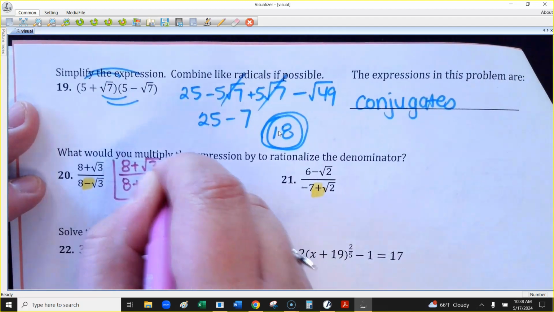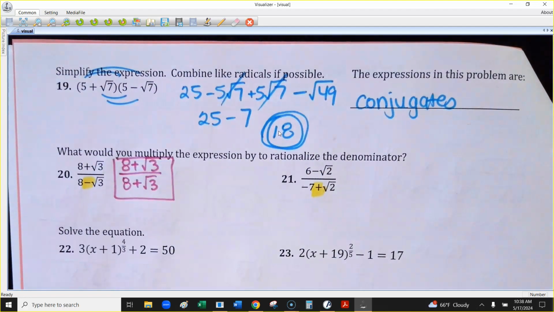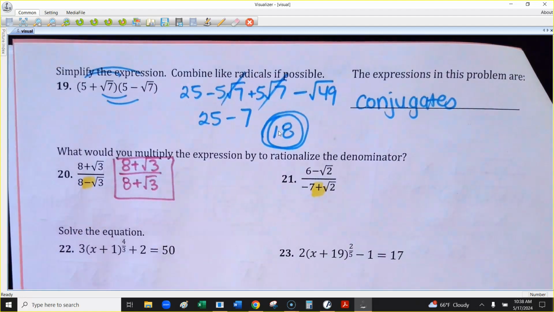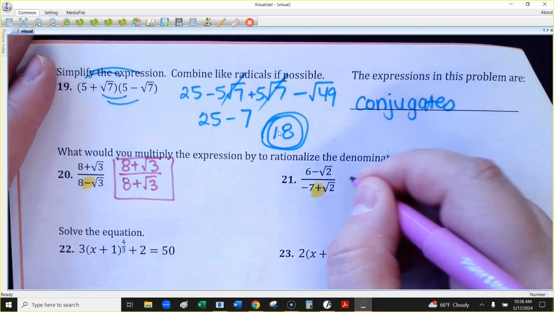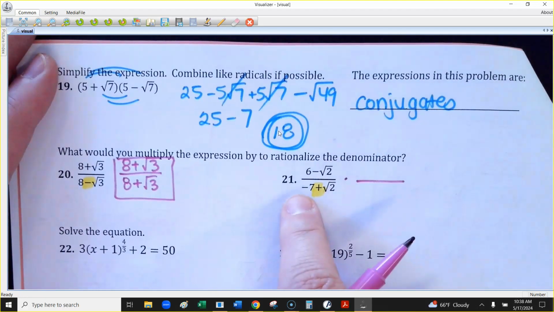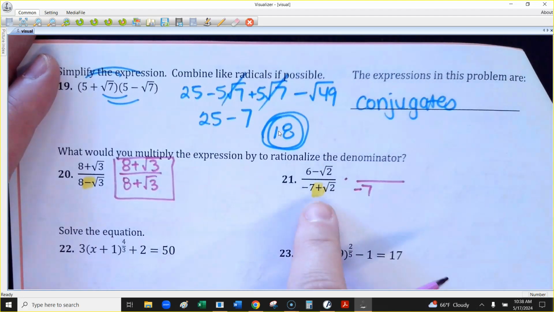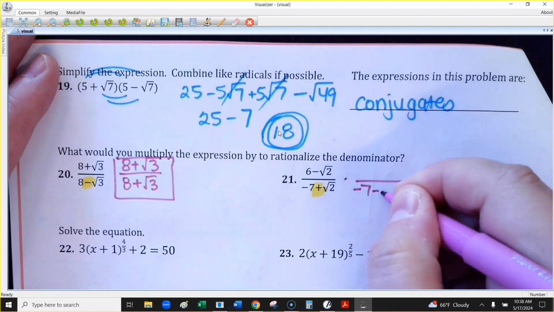So if I was doing this on a multiple choice question, that's the one I would want to pick out. It should be the same top and bottom, and it should have the opposite sign of whatever's in your denominator. So same thing here. It doesn't matter what's on the top, just the bottom. If you do start with a negative number, like this is negative 7, you do not change that. You only change the middle sign. So this would be negative 7 minus square root of 2.